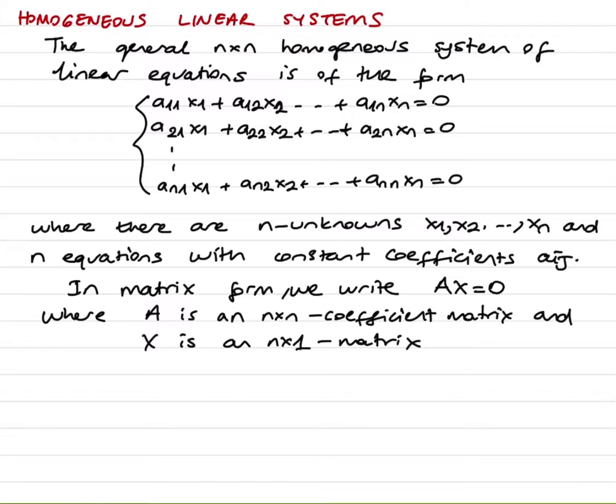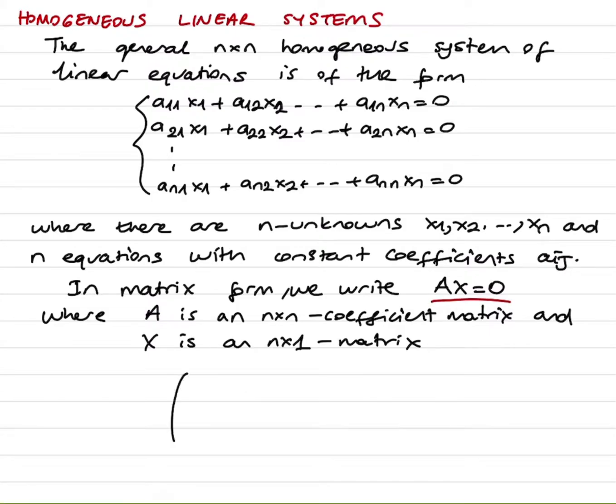Homogeneous linear systems. The general n by n homogeneous system of linear equations is of the form... So recall that in general systems we have b1, b2, bn here, but for homogeneous systems they all equal 0. So we have n unknowns, x1 to xn, and n equations, 1 to n, with constant coefficients a_ij, and in matrix form we write Ax is equal to 0.